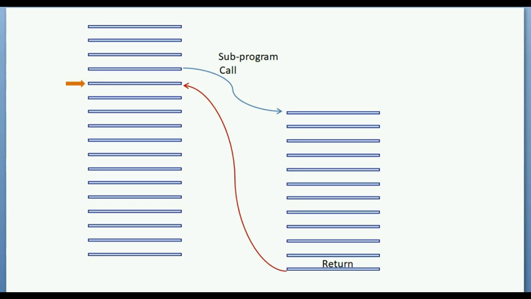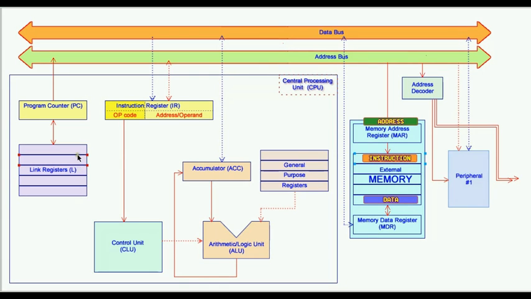So how is that facilitated? That is where these link registers come in. Whenever the program counter needs to be saved, its content will be pushed onto this stack, which means that the contents of the program counter will be pushed onto this register, and the contents of this register will be pushed onto the next one, and so on. So all of the contents of this register will be pushed down all together to make a space over here for the current contents of the program counter to be stored.